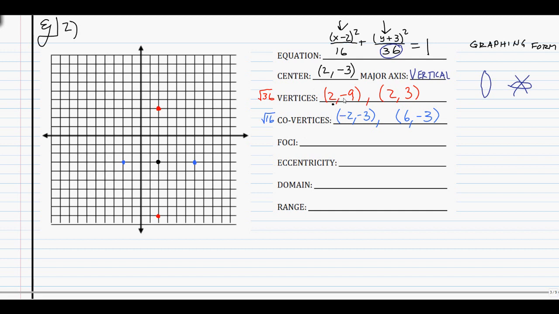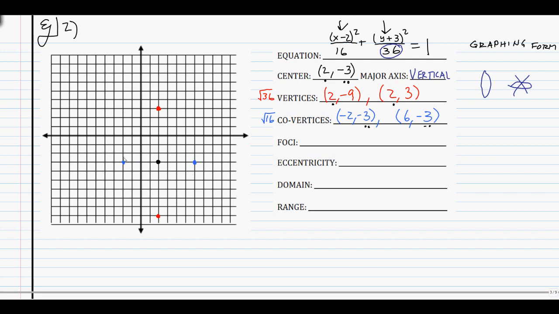Notice for the vertices, there's a 2 for the x-coordinate both times, just like there was for the center. And for the co-vertices, there's a negative 3 as the y-coordinate for both of them, just like there was for the center. Well, that shouldn't be a coincidence because they're always along those lines, like the major and minor axes go through the center points. And so notice the vertices are along the major axis, the co-vertices are along the minor.